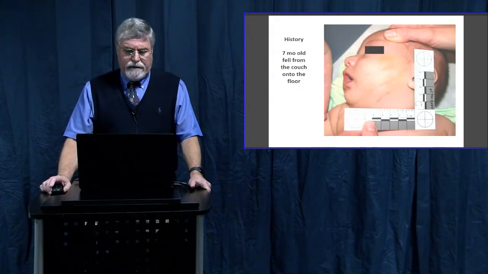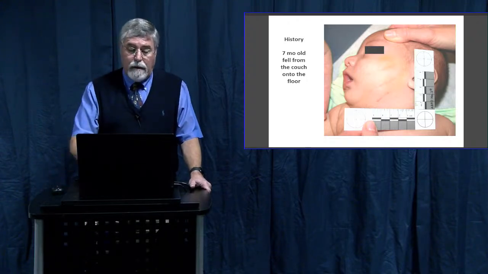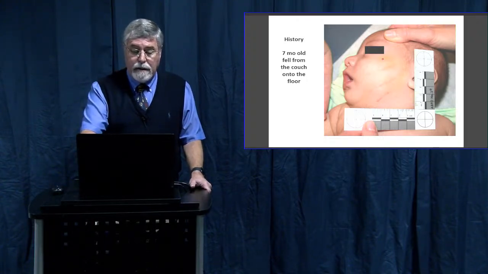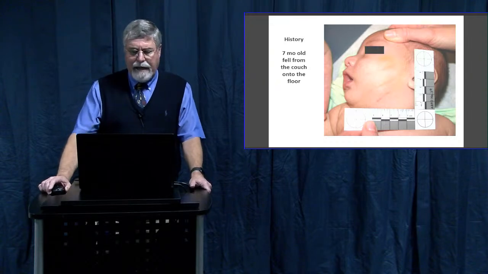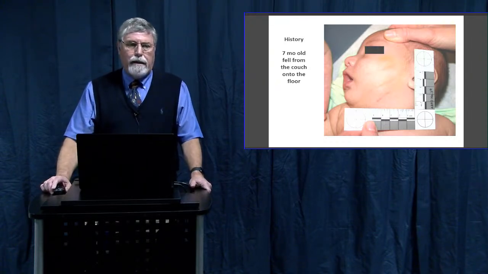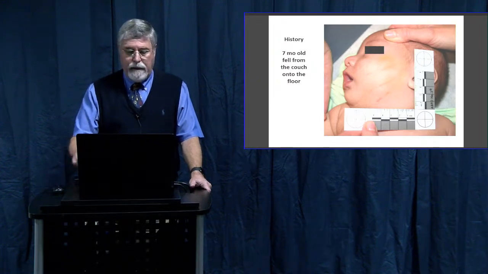This history, this 7-month-old rolled off of a couch onto a carpeted floor, was the history. And as you look at it, you can see that these marks on the face appear to be an adolescent or adult size hand print. And it doesn't match the history they're giving. No way the kid could have gotten that falling off a couch.